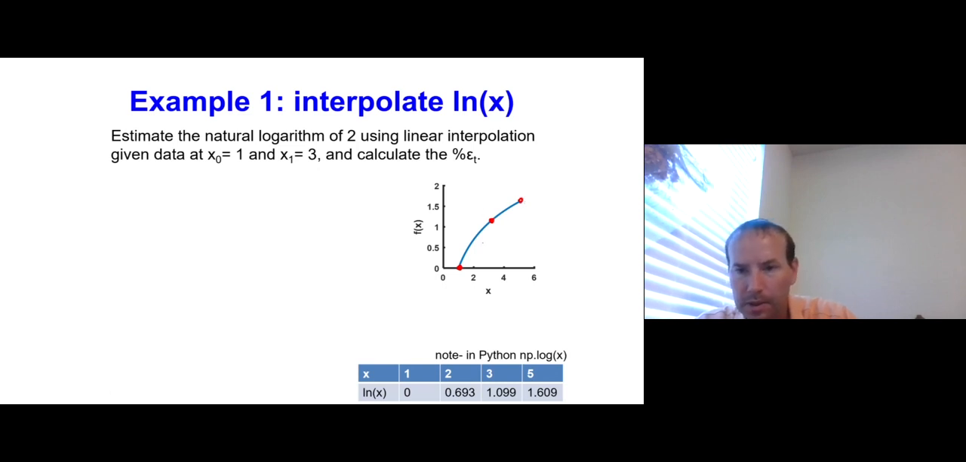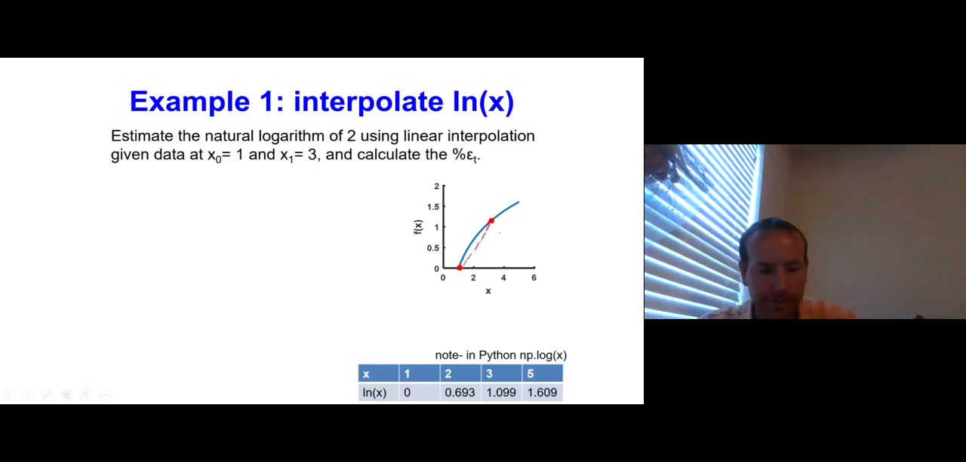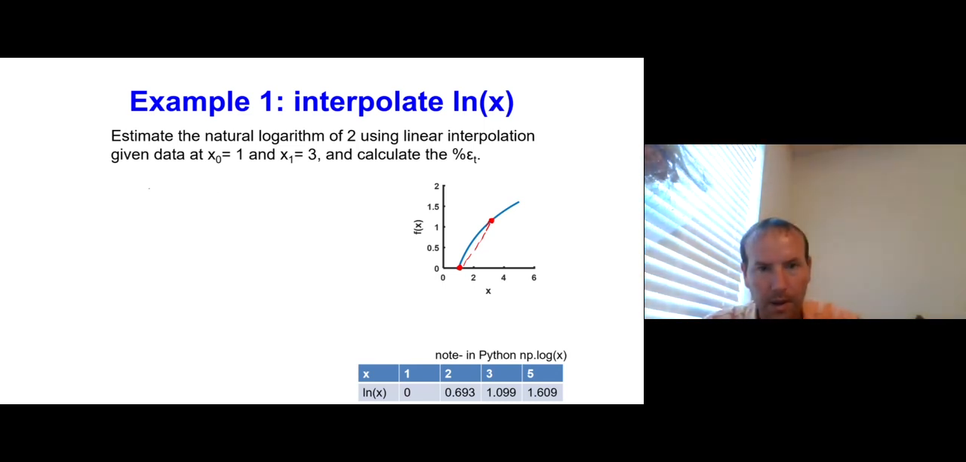We're going to be using these 2 data points to interpolate to estimate what y2 is. So we're going to be looking for the line that goes right here. The way that we're going to do that is we're going to set up our matrices as we saw in the last slide. So we've got 0 and 1.099. These are the y values corresponding to the 2 points that we've got.